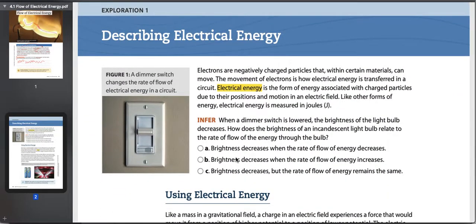So here's exploration 1, describing electrical energy. So we're going to need some words so that we can talk about electricity. One of the things we need to realize is that electrons are negatively charged particles that in certain materials can move, and this especially happens in metals. The movement of electrons is how electrical energy is transferred in a circuit. So there's another vocabulary word. Electrical energy is the form of energy associated with charged particles due to their positions and motions in an electric field. Like other forms of energy, electrical energy is measured in joules.